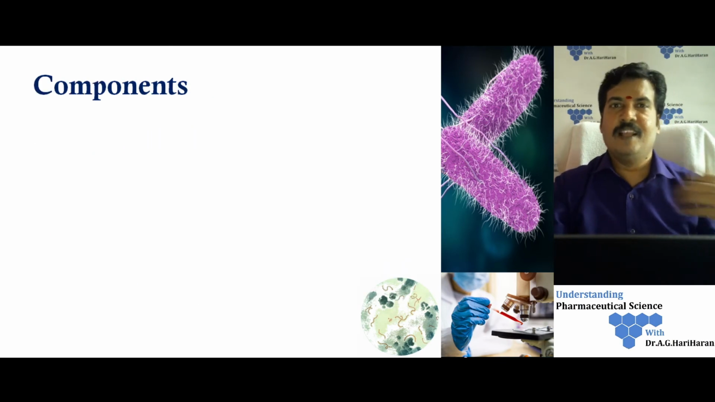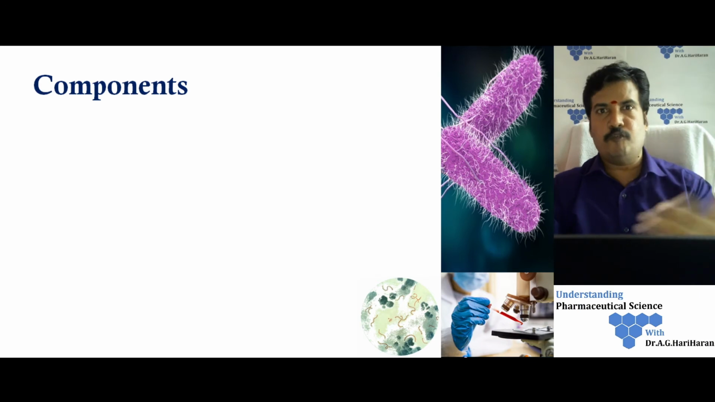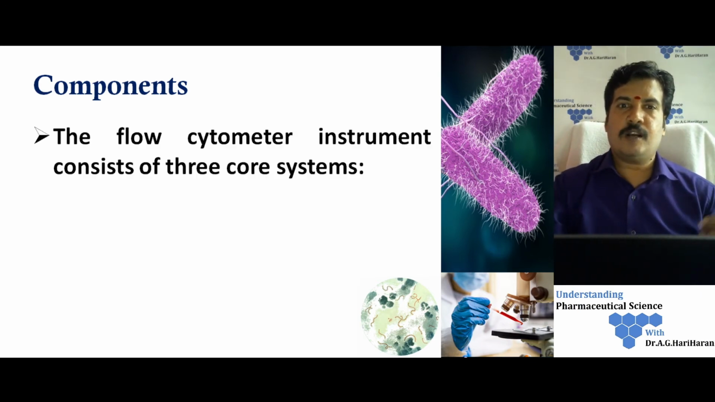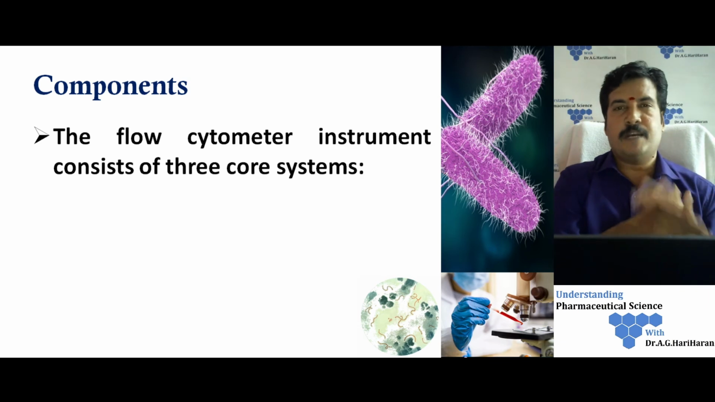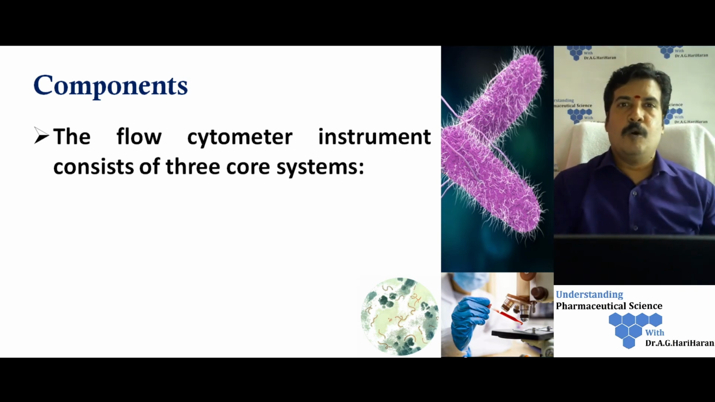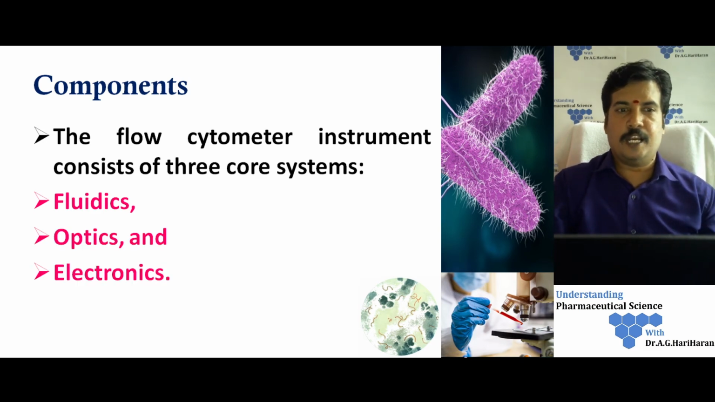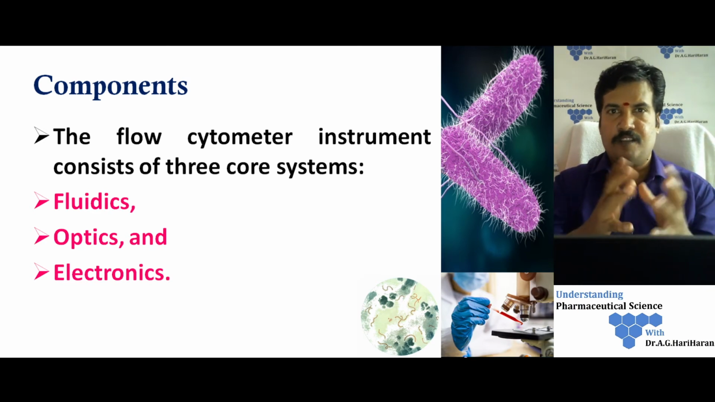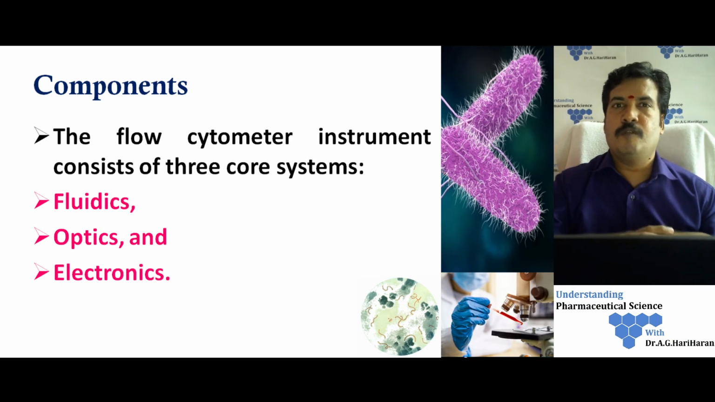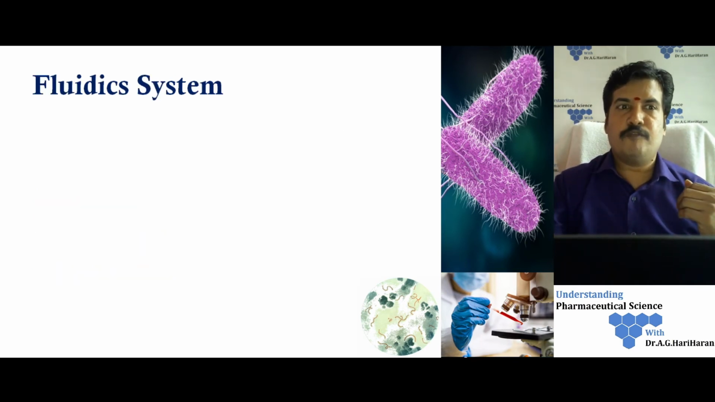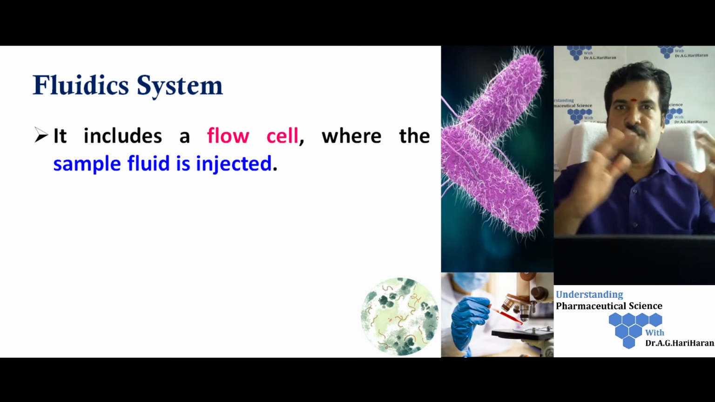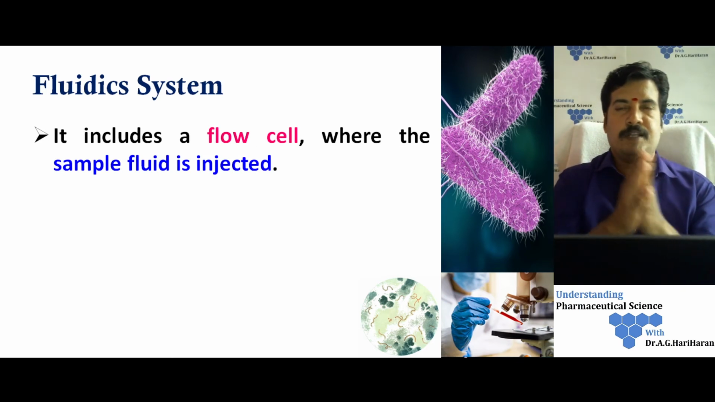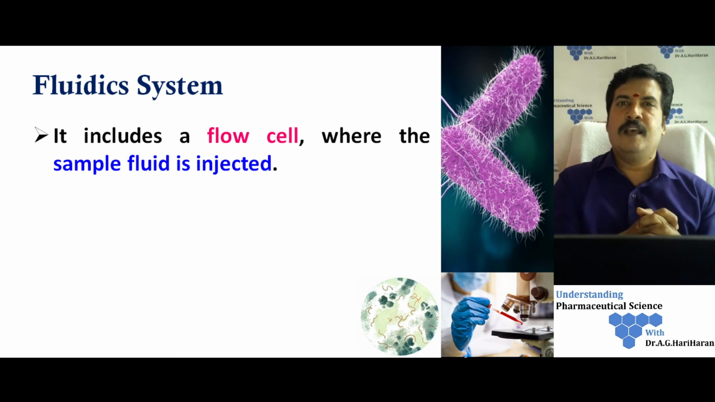That's why we will understand the basic nature of how the flow cytometer works. The components of the flow cytometer can be broadly divided into three parts: the fluidic part, the optic part, and the electronic part. Every system component works in a particular fashion to give the final output we want to know. In the fluidic system, which is a simple system, there is a cell called a flow cell, into which the sample is added or injected.